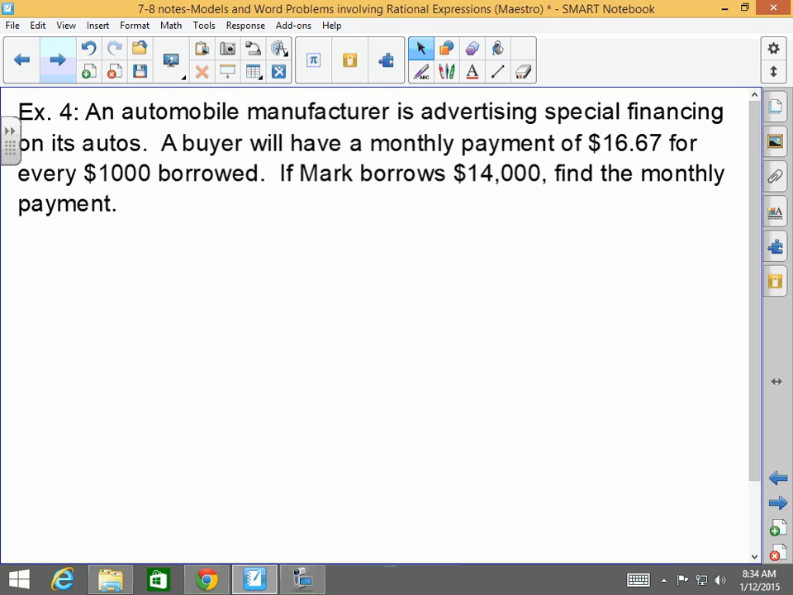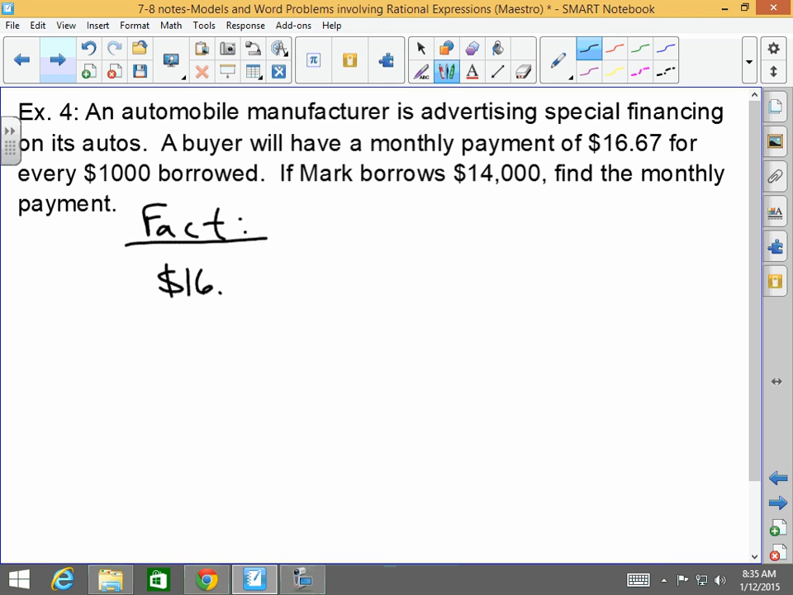An automobile manufacturer is advertising special financing on its autos. A buyer will have a monthly payment of $16.67 for every $1,000 borrowed. That is the fact. That's my fact. My fact is you're going to pay $16.67. That's how much you're going to pay for every $1,000 borrowed. So we'll call this BOR. If Mark borrows $14,000, find the monthly payment, unit to unit.